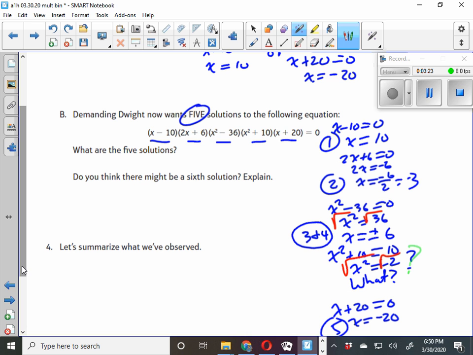And lastly, 5x equals 20. Do you think there might be a sixth solution? The answer is possibly imaginary solutions. But we don't know about those yet, right? All right.